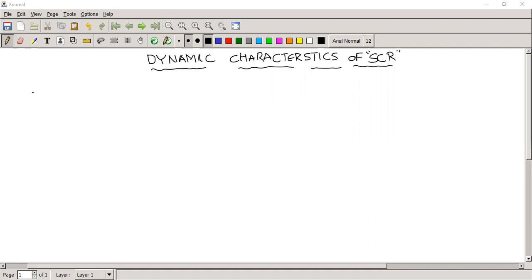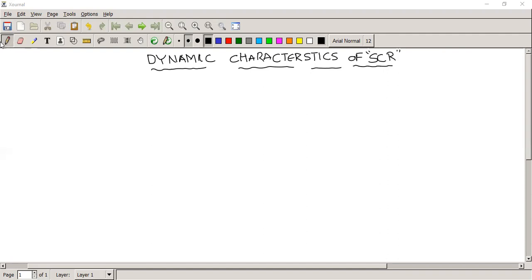The switching characteristics. Suppose we take the switching characteristics, how are we going to define them? It means the variation of anode voltage and anode current with respect to time during the turn on as well as the turn off process. Nothing but we should know how the anode voltage and anode current change with respect to time during the on time as well as the off time. That's why it is divided into two parts.